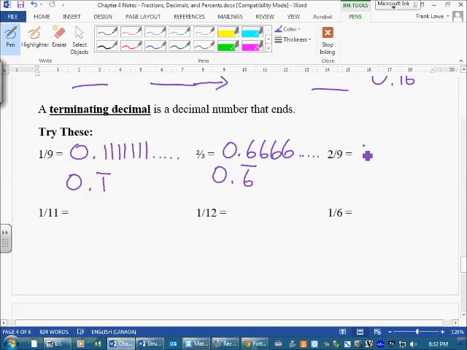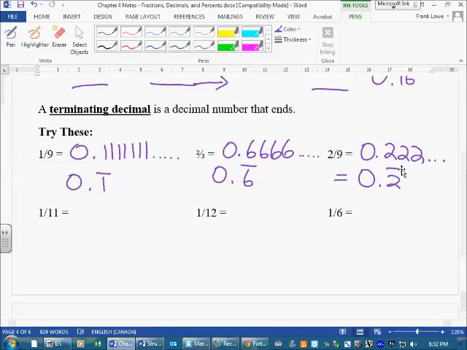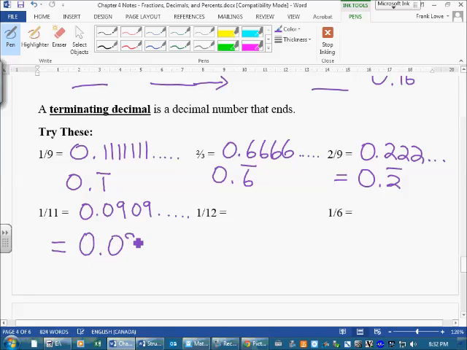This one here, 2/9, 2 divided by 9, you're going to get 0.222 dot dot dot, and it just keeps going. So only the 2 is repeating, right? So the bar would go over the 2. Okay, 1/11, that is 1 divided by 11, and you would get 0.0909 dot dot dot, and it just keeps repeating like that. So what would the bar go over? The 0 and the 9, because both of those 2 digits are the ones that are repeating.